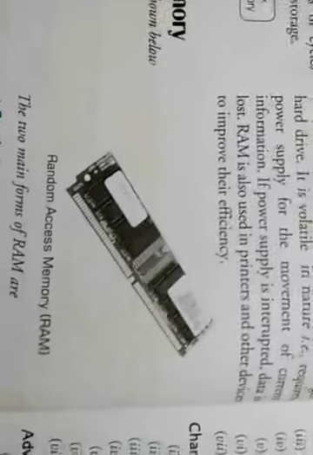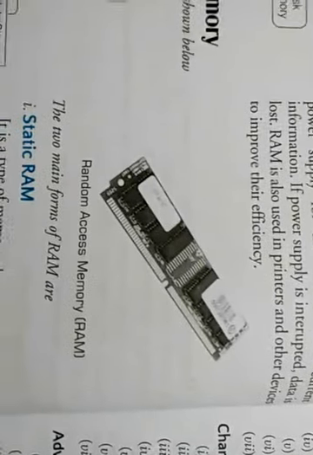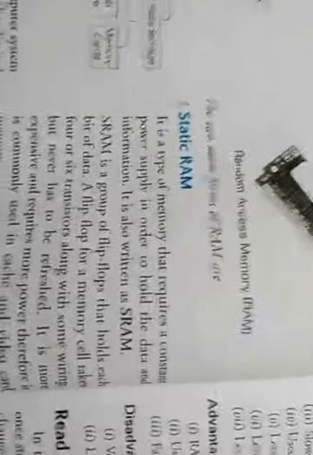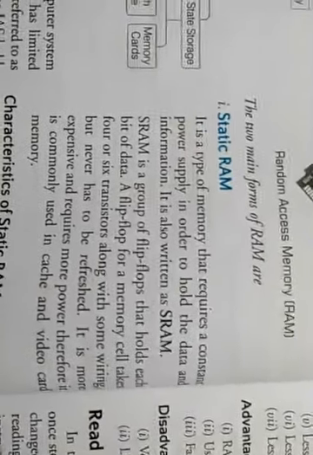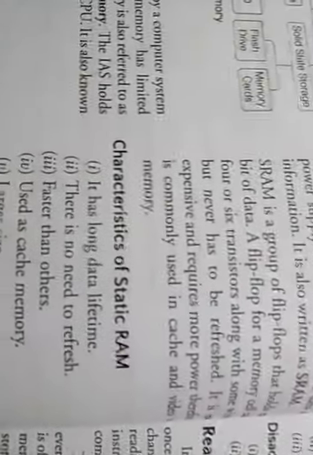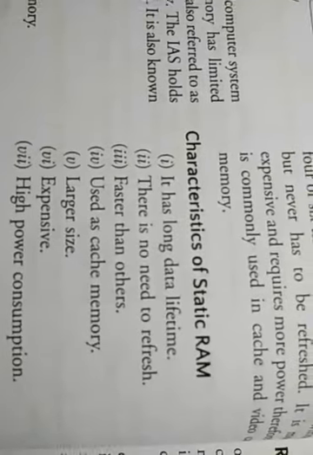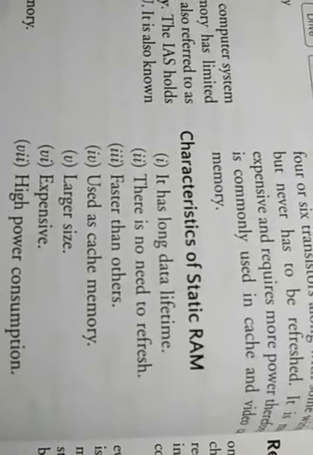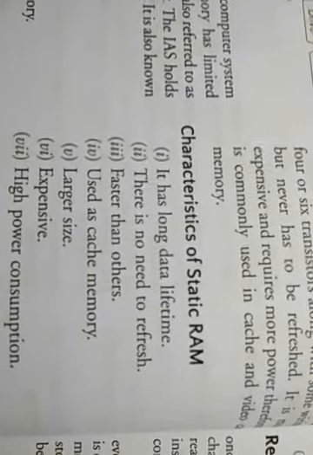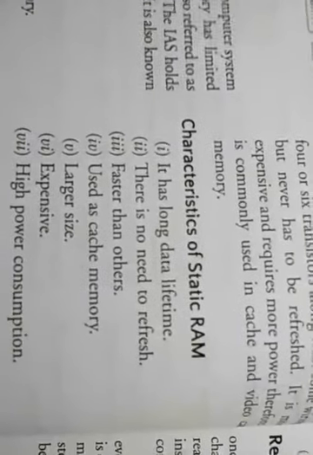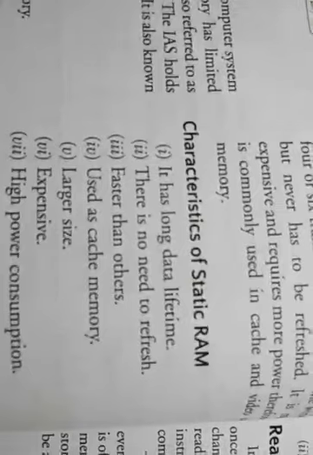Now see the examples, or see the diagram of the RAM. RAM also comes in two parts. First one is SRAM, which stands for static RAM. The characteristics of static RAM are that it has a long data lifetime, there is no need to refresh, it is faster than others, used as cache memory, larger in size, expensive, and has high power consumption.